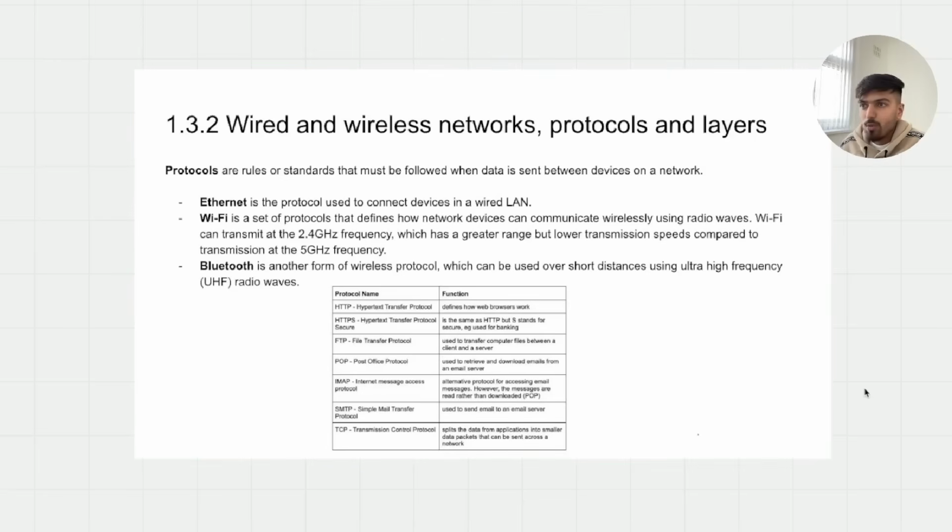Now we move on to wired and wireless and protocols. So a protocol is a rule or a standard that must be followed when data is sent between devices or a network. Make sure you know your definition for protocol. There are three main ones. So Ethernet is a protocol used to connect devices in a wired LAN. The Ethernet cable is like a standard cable that everyone uses. Wi-Fi is a set of protocols to define how to communicate wirelessly using radio waves, using either 5 gigahertz or 2.4.